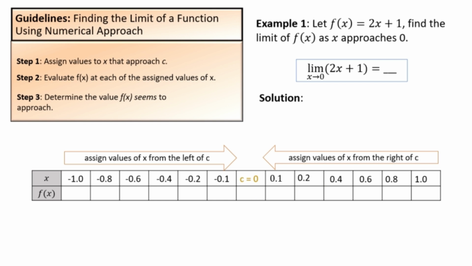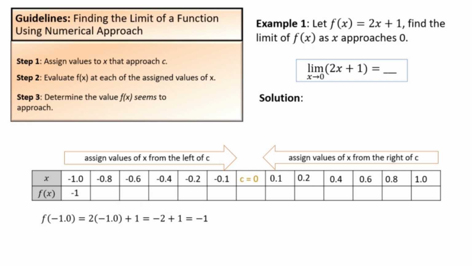Step 2, evaluate f of x. We will compute the corresponding values of f of x. So we start with that one. For x equals -1, we have f of -1 equals 2 times x plus 1. So x is -1. So we get -2 plus 1, and in total, -1. So we will write that in there.